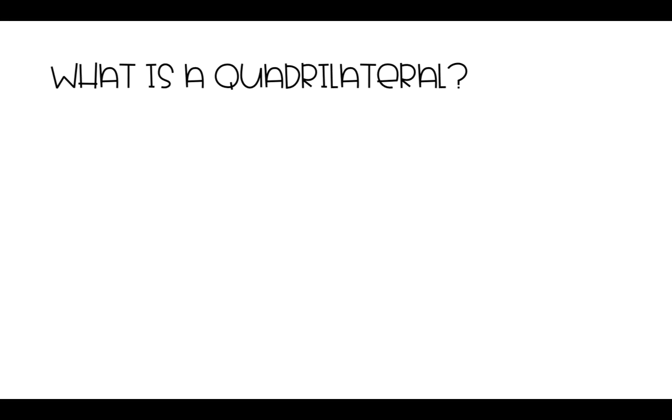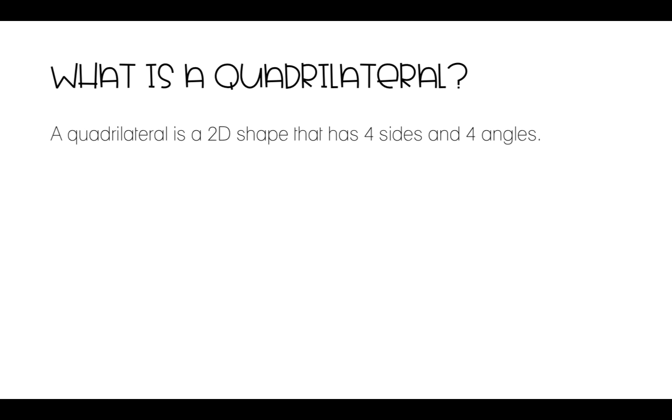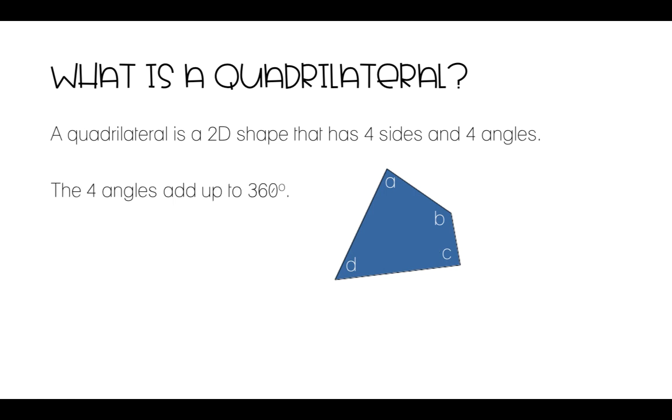So let's begin by recapping what is a quadrilateral. A quadrilateral is a 2D shape that has 4 sides and 4 angles. So we have here 4 sides and 4 angles. Now there's plenty of different types of quadrilaterals, and some of them we call regular quadrilaterals and some of them we call irregular quadrilaterals. This one is an irregular quadrilateral, and I'm going to let you think about why that might be.